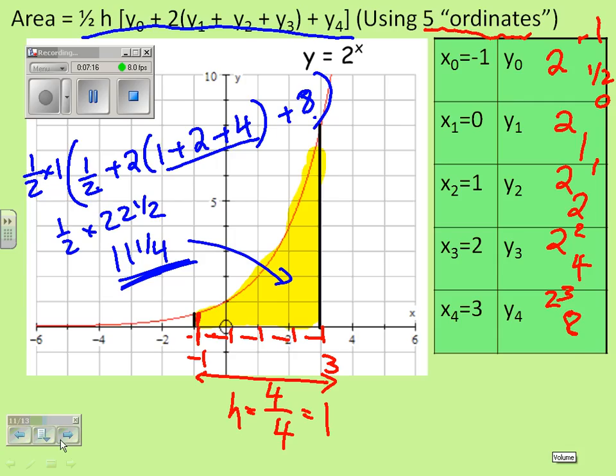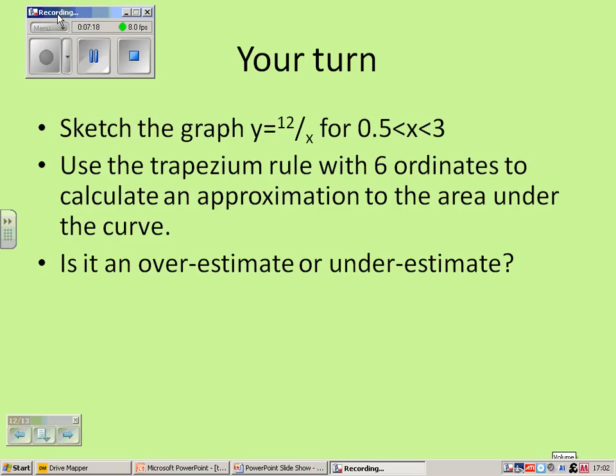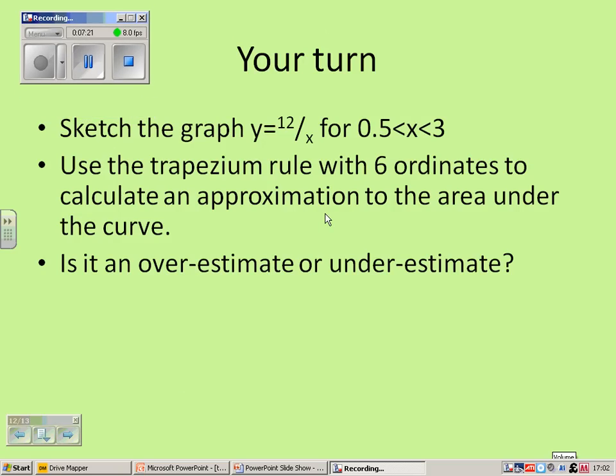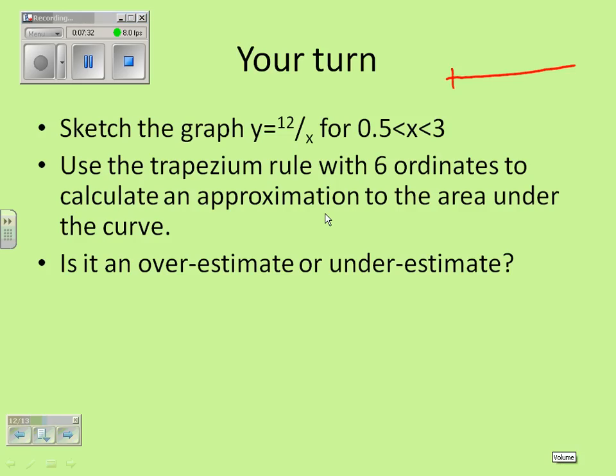Well, really, it's time for you to do one now, and what I would suggest is you push pause here and try this. Sketch the graph first of all, and you might need to plot a few points if you can't remember what that graph looks like. We've got six ordinates, so that means you're getting six different values: 1, 2, 3, 4, 5, 6. That means 1, 2, 3, 4, 5 gaps you're splitting it into. And work out what the y value is for each of them. I'll show you how to figure out if it's an overestimate or underestimate in a second. So push pause now while you have a go at that, and the answer will come up in a second.